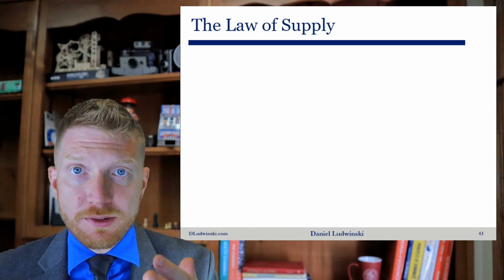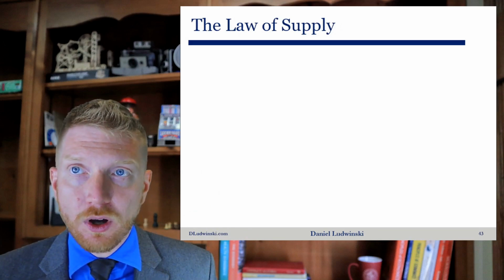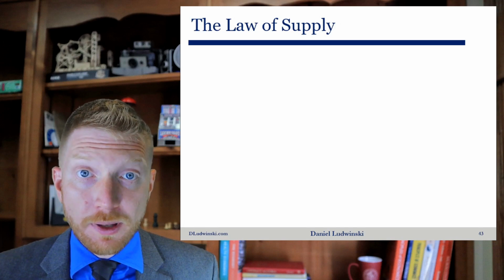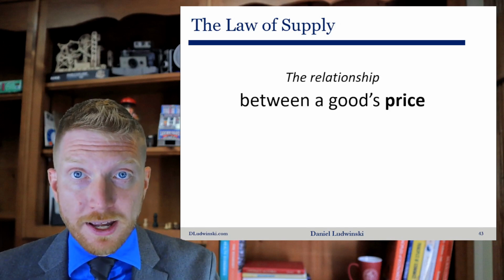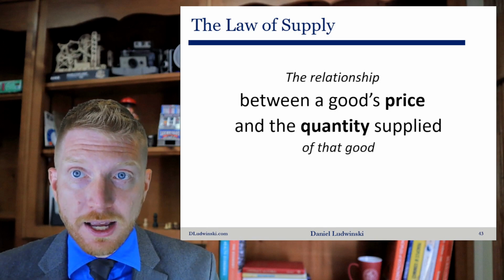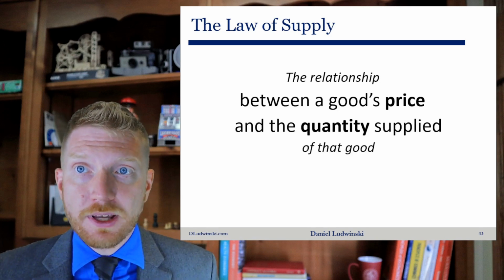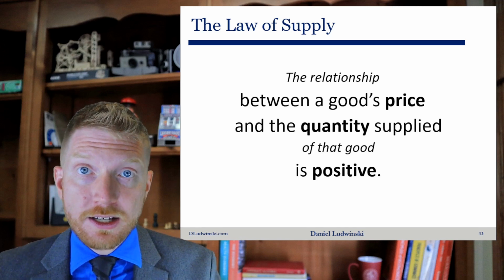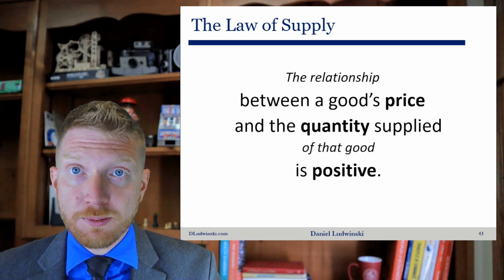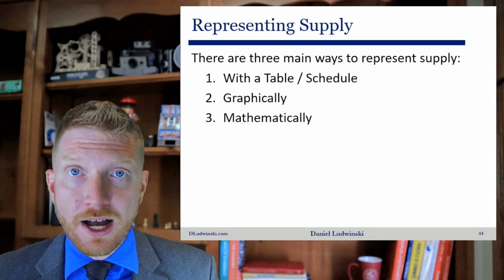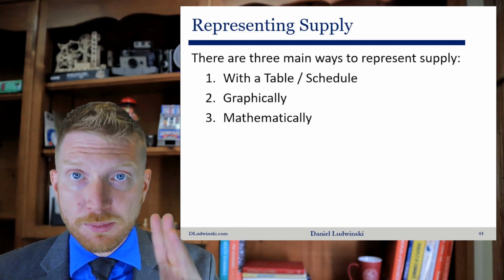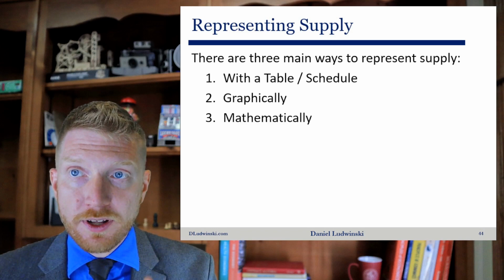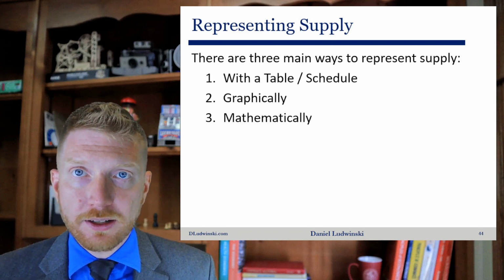Now we had our law of demand, we also have a similar law of supply. The law of supply tells us that this relationship between a good's price and the quantity that is supplied is positive, meaning that an increase in price leads to a higher quantity supplied. Similar to how we can represent demand, we can represent supply in those same three ways: through a table, graphically, or mathematically.